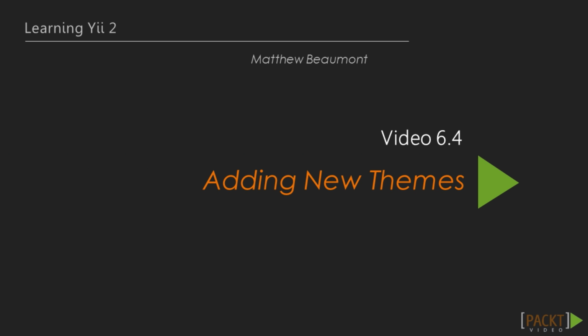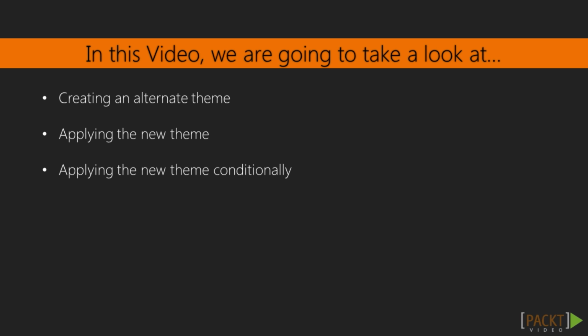Welcome back to the final video of Section 6, Adding New Themes. In the last video, we learned how to use the List View widget to display a list of models. In this video, we will look at how we can create alternate themes for our application. We've already discussed that Yii implements the model view controller pattern. Themes are simply alternate views that allow you to change the way your application looks without having to change any of the code in your models or controllers. We'll show you how to create a new theme and then apply it universally. Then, we'll look at one way to apply your new theme to a certain subsection of your user base.